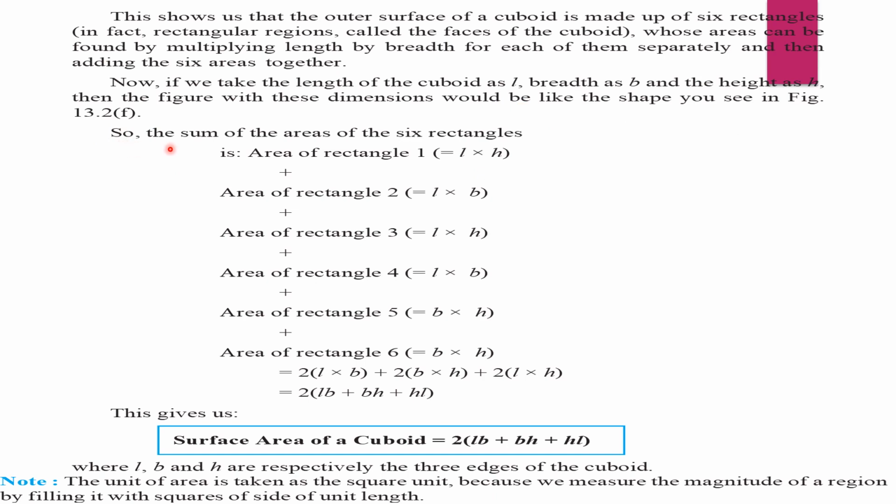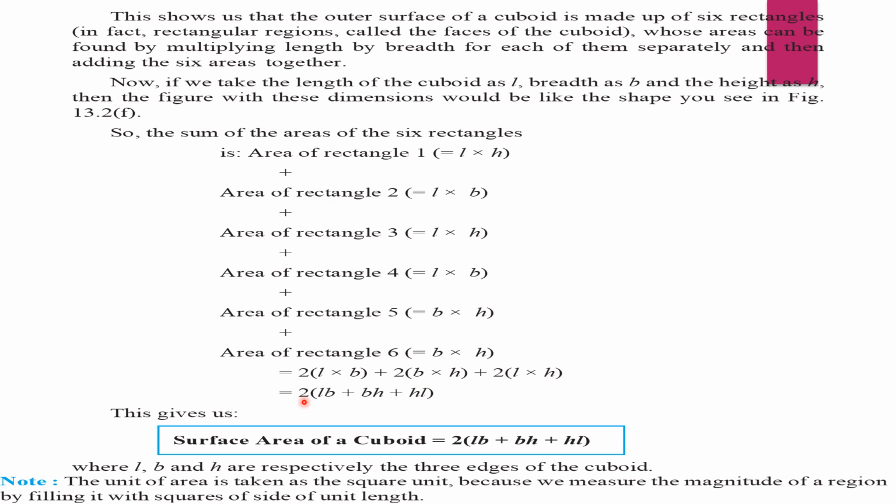Okay, my children. So the sum of the areas of the 6 rectangles: area of the first rectangle is L into H, area of the second rectangle is L into B, area of the third rectangle is L into H, area of the fourth rectangle is L into B, area of the fifth rectangle is B into H, and area of the sixth rectangle is B into H. By adding all these areas, we get 2 into LB plus 2 into BH plus 2 into LH.